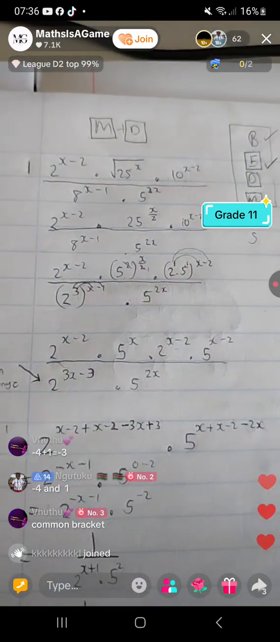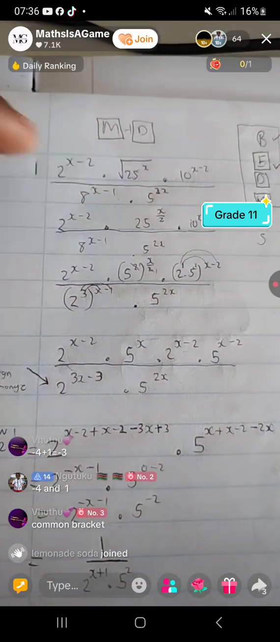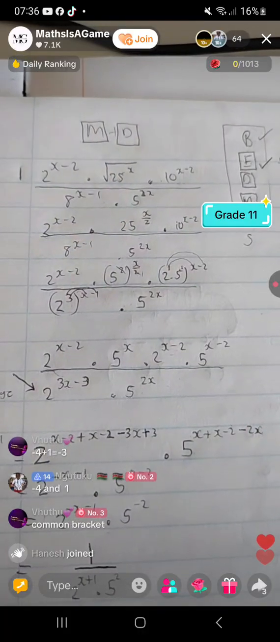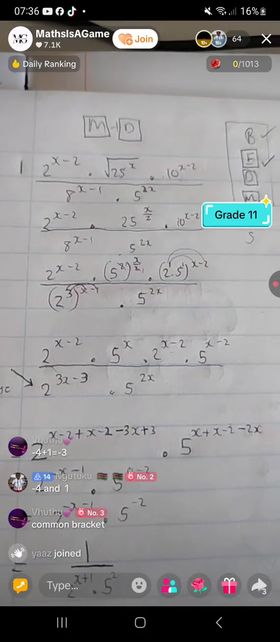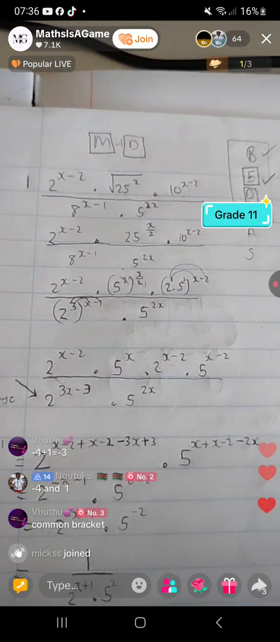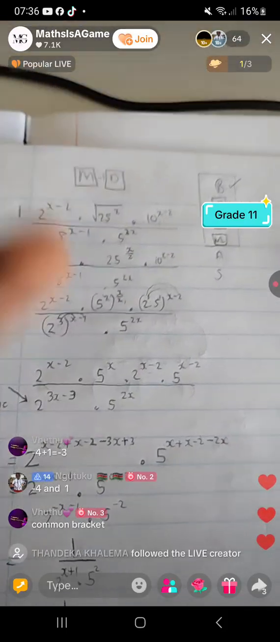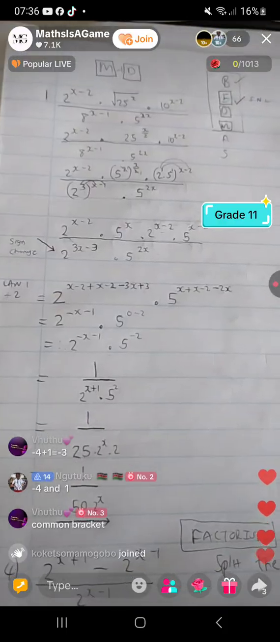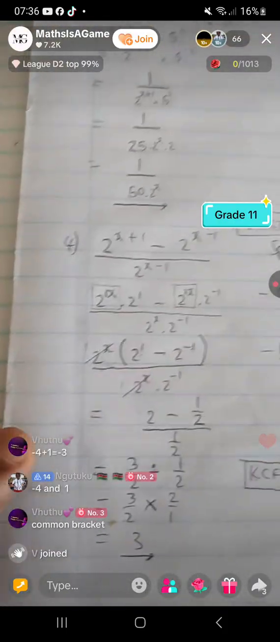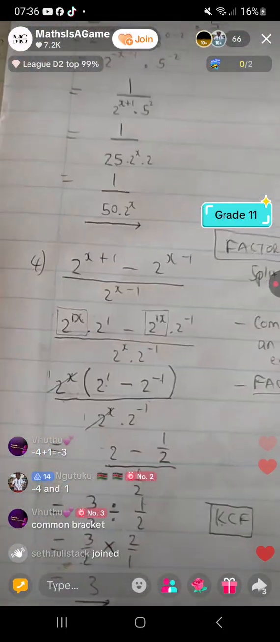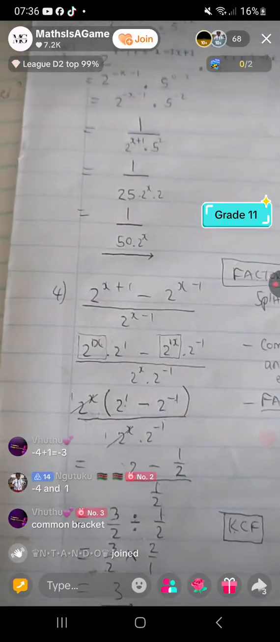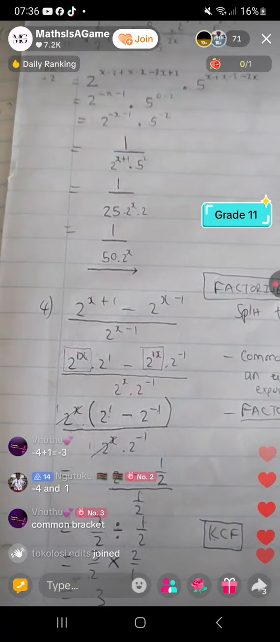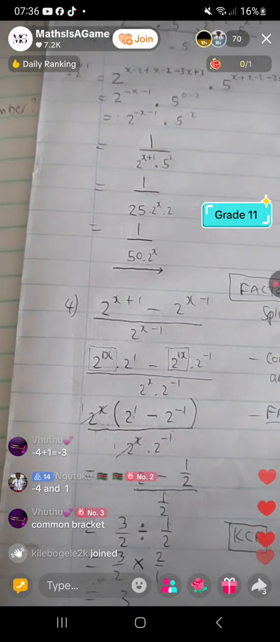All right, and the way is we change our composite bases to prime bases. We apply law number 3. We apply law number 2 and 1. We simplify. All right. But the minute there is addition and subtraction, that needs to scream to you, there's a type of factorization that is going to have to be applied.